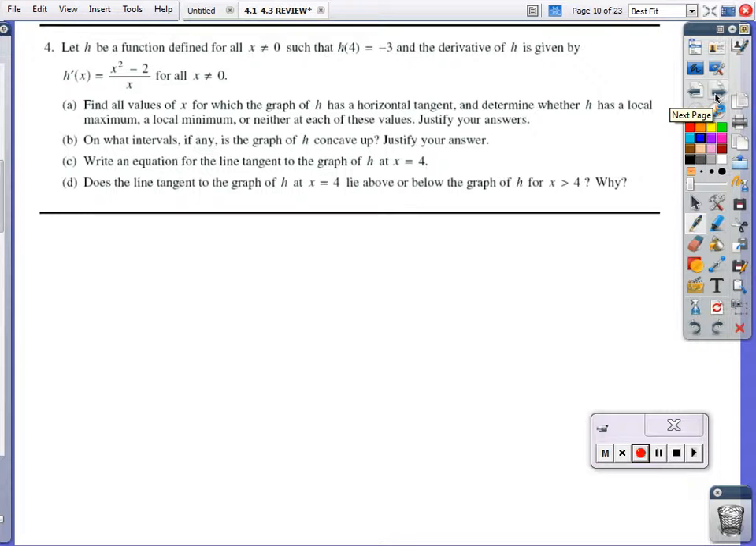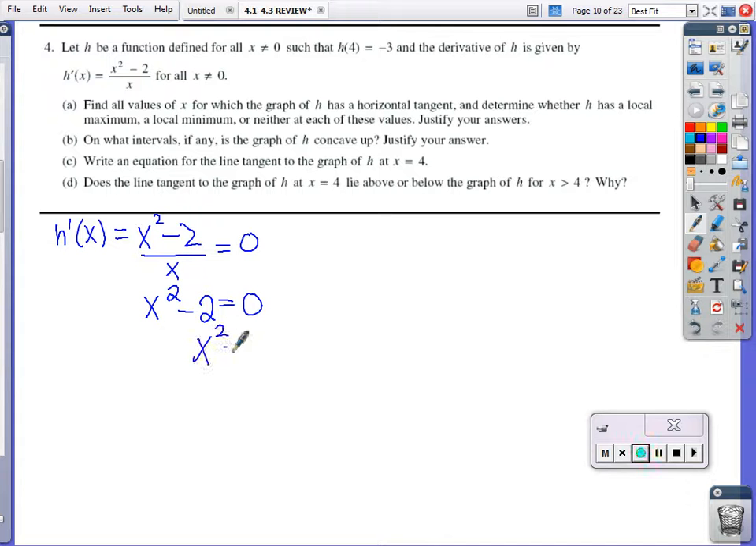Part A, find all values of x for which the graph has a horizontal tangent. Let's just start off one piece at a time. Horizontal tangent, we would set our h prime equal to 0. And that would happen when x squared minus 2 equals 0, x squared equals positive 2, so x equals plus or minus the square root of 2. So those are our horizontal tangents.